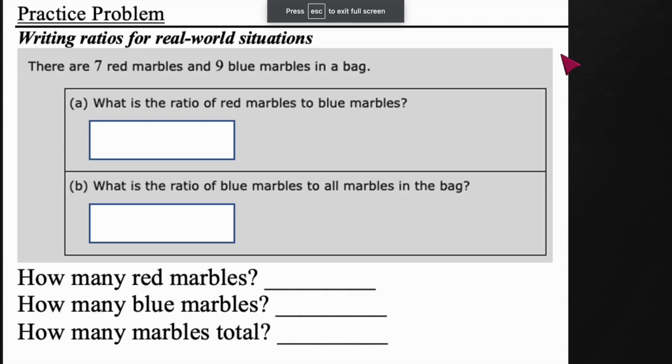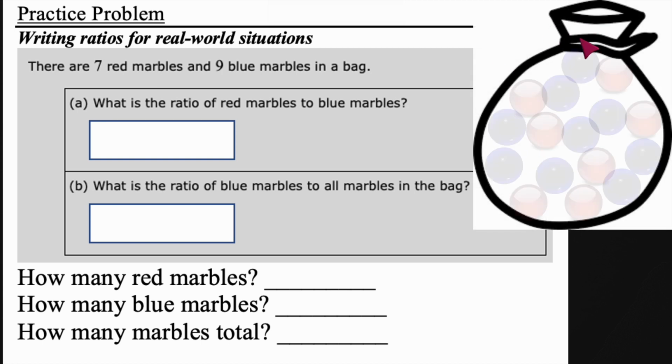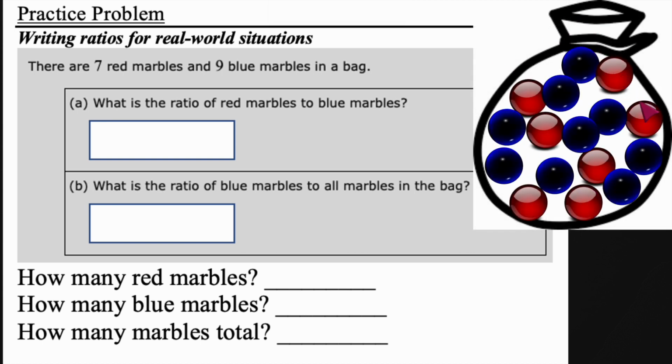On this one, it says writing ratios for real-world situations. There are 7 red marbles and 9 blue marbles in a bag. So let's picture this. Here's a bag, and here are all my marbles. So I have my 7 red marbles and my 9 blue marbles within the bag here. You do not have to draw this picture, but it's just a way to visualize it real quick so we can think about it.